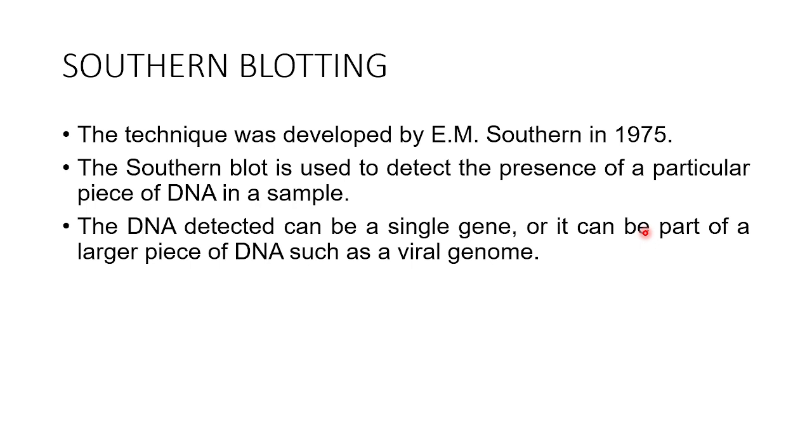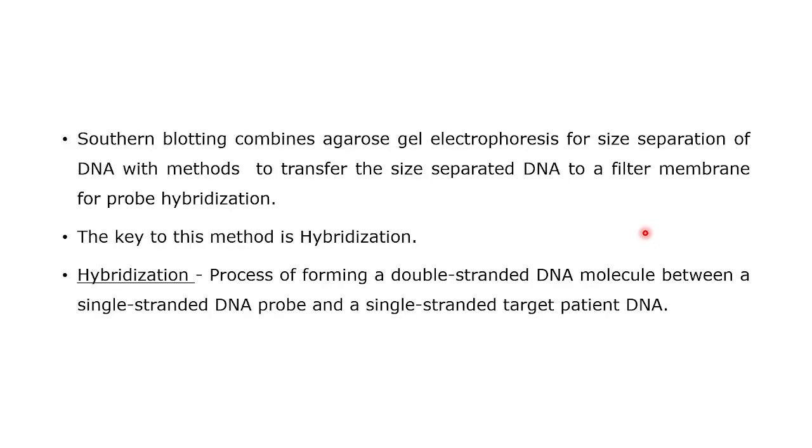That sounds funny. Okay. The southern blot is used to detect the presence of a particular piece of DNA in a sample. It can be a single gene or part of a larger piece of DNA, like a viral genome. What you do in southern blotting is combine agarose gel electrophoresis for separation. You separate the DNAs from the other mixtures using agarose gel electrophoresis, and you transfer the size-separated DNA to a filter membrane for probe hybridization. So this technique includes a hybridization step, known as probe hybridization.